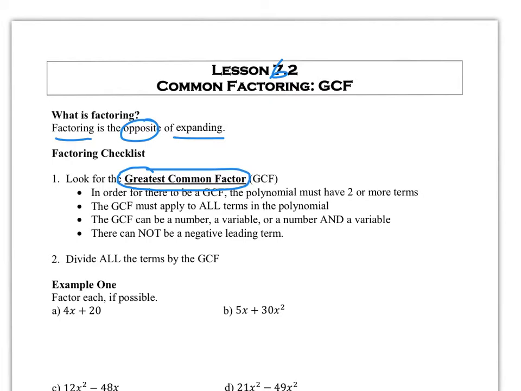Okay, so we're going to start with greatest common factor, which is pretty simple. All we need to do is find the biggest number and the biggest letter that can be taken out or divided out from all the terms that are inside the expression. You can't make anything a fraction, and you can't make anything into a decimal or have a negative leading term or anything like that. So really what we have to do is just trial and error here, and I'm going to teach you some tricks of the trade.